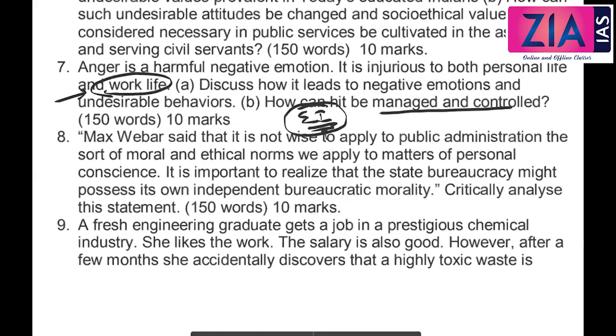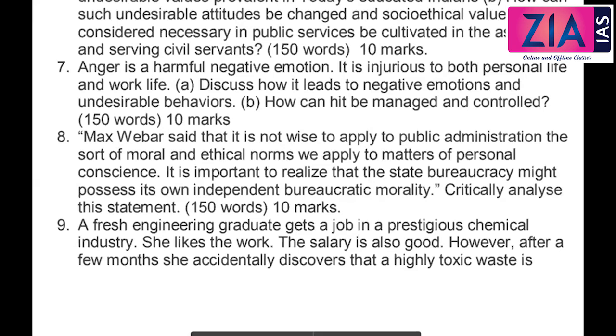You can also talk about regular meditation, yoga, and all these things, but emotional intelligence is what you need to focus more on, because that is anyway part of your syllabus. Max Weber, I think I have discussed in the 2017 question also, the procedures according to Max Weber. Max Weber said that it is not.